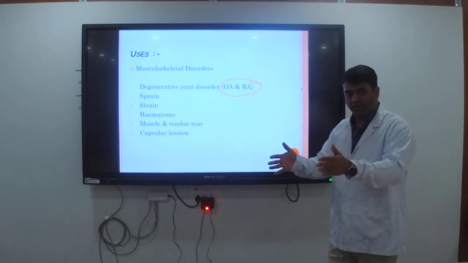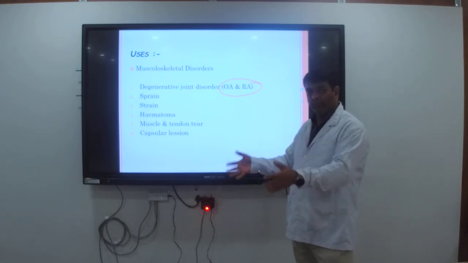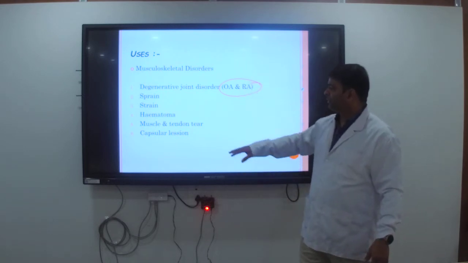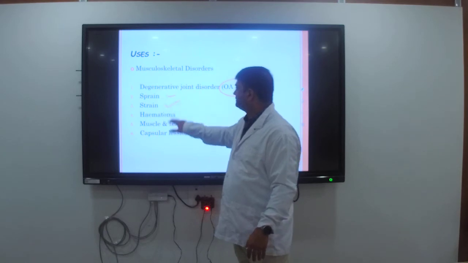You have to give a contour planning method most effectively, applying a toggle between them. So that is OA and RA. So this is sprain and strain. What is sprain and strain?